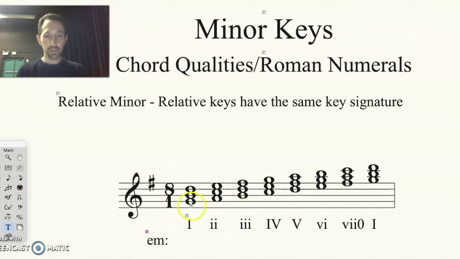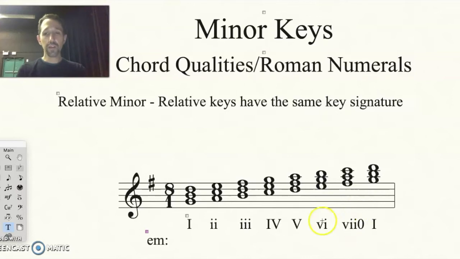So if we're looking at this and pretending that this is in the key of G major, we just look at this chord right here, the 6th scale degree, the 6th chord, or the chord that's built on La, if you're thinking in solfege. That would be our new minor key with the same key signature. So again, relative keys have the same key signature. It's just a question of which chord or which note is going to be our tonic or our home base.